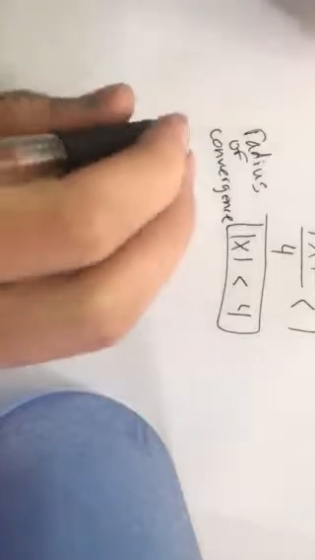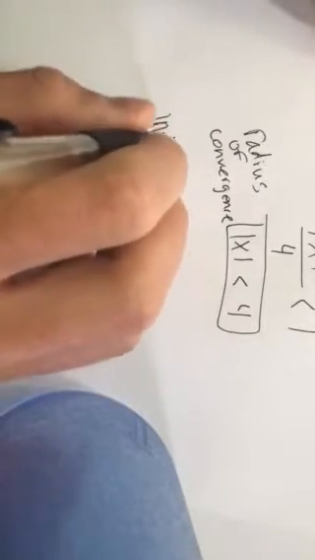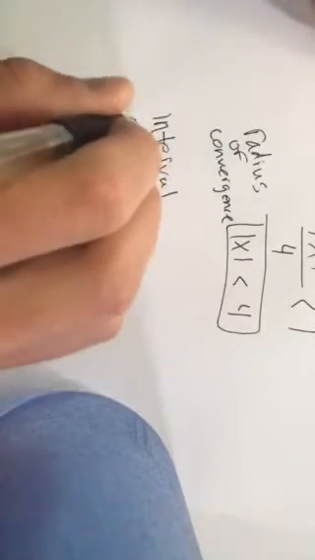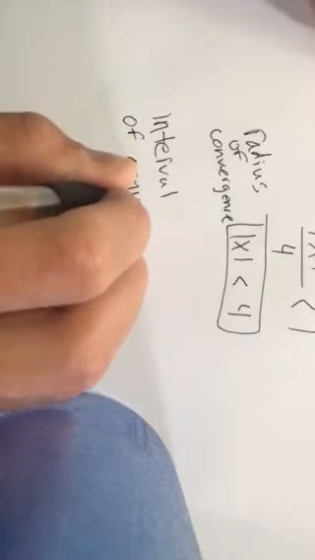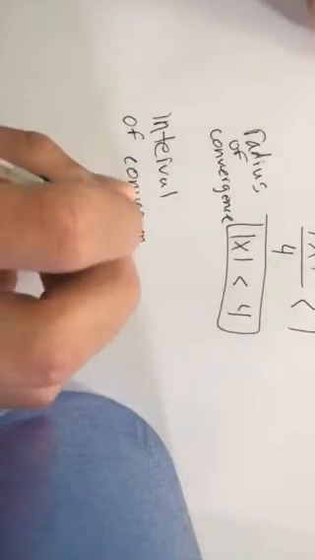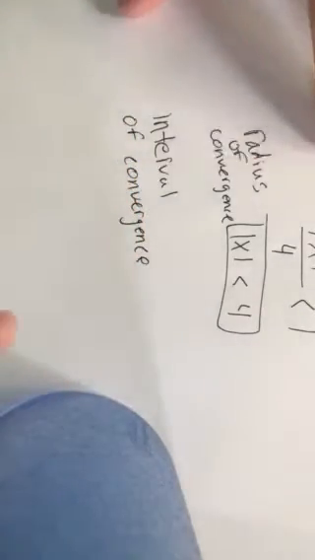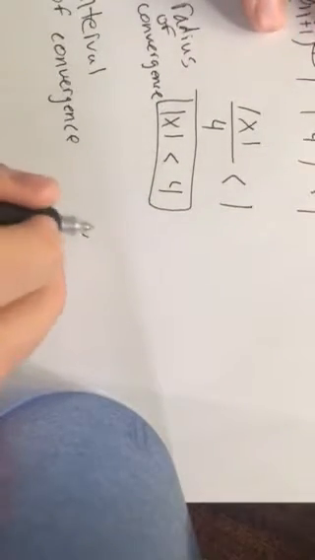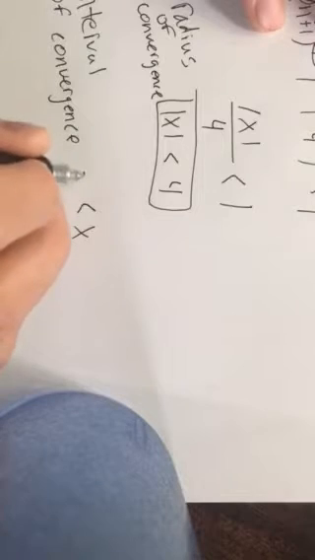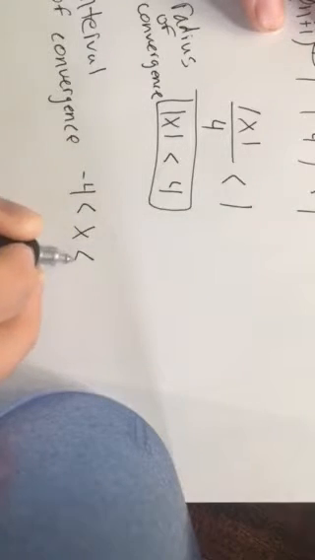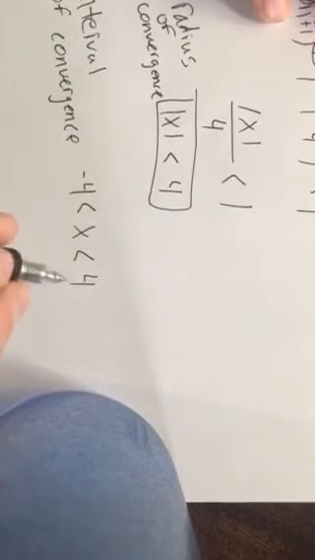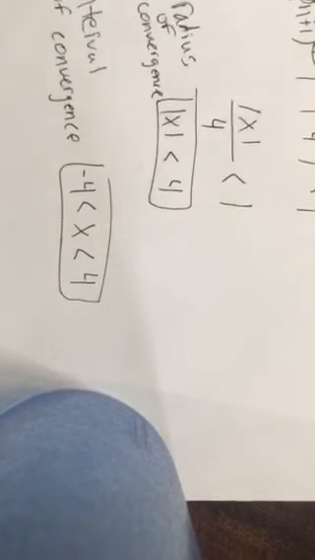And then another way to write that is called the interval of convergence. Which is just the same thing but written out without the absolute value. And there you have it.